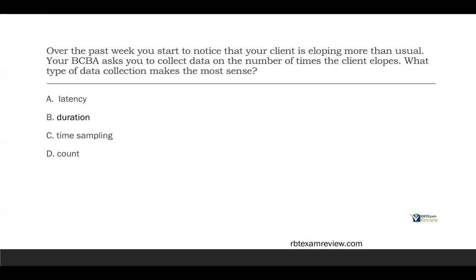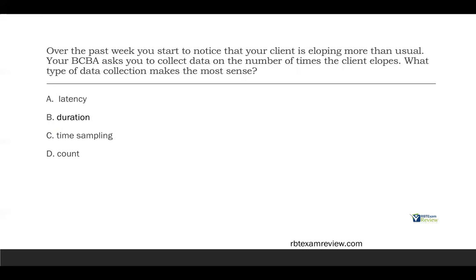Over the past week, you start to notice your client is eloping more than usual. Your BCBA asks you to collect data on the number of times the client elopes. What type of data collection makes the most sense? Okay, so I threw this in here. Easy measurement question if you've been studying. What are you measuring? You're measuring eloping. What are you trying to find out? You're trying to find out how many times they elope. Immediately, without reading the answers, you should know it. But let's just read them anyway.